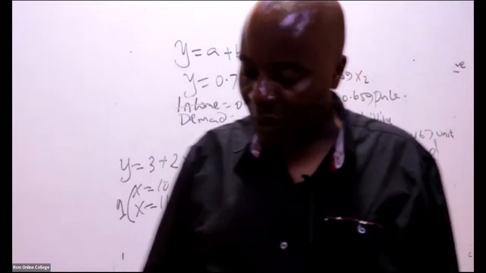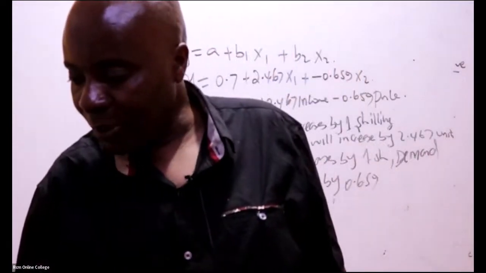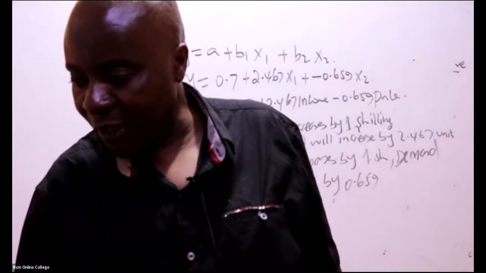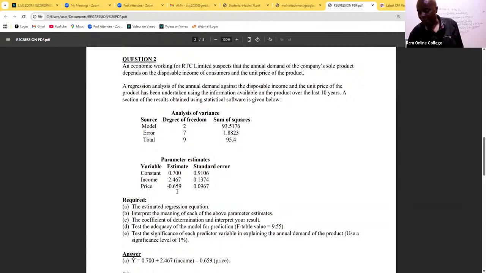Remember, it's all about you knowing how to interpret this generally. They wanted us to interpret the meaning of each of the above parameter estimates, like 0.7. So 0.7 is the constant demand, the demand which is guaranteed. If the income is 0 and the price is 0, the demand will stand at 0.7. What about this 2.467 gradient for income? When the income increases by 1 shilling, the demand goes up.